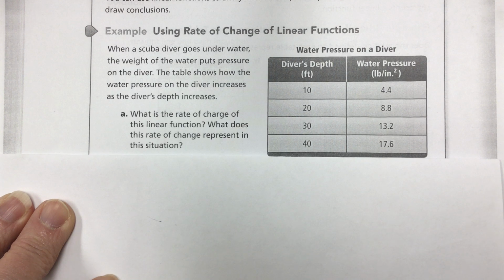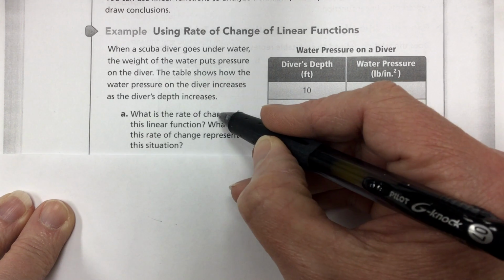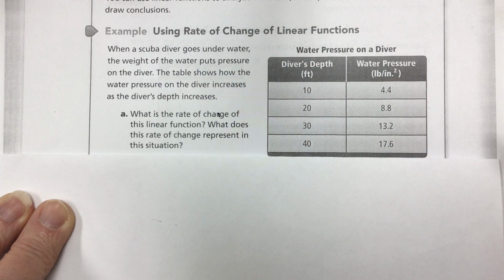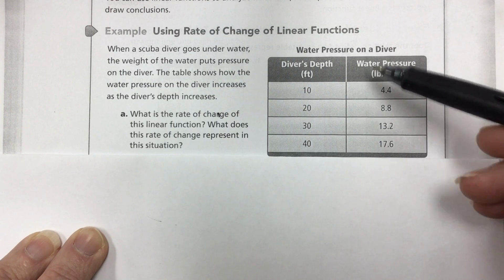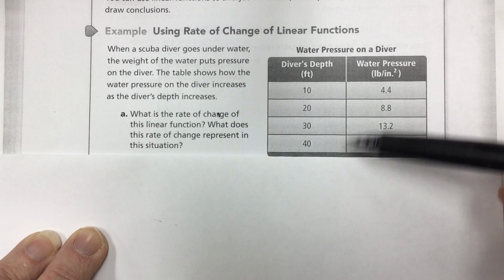A part. What is the rate of change of this linear function? What does this rate of change represent in this situation? Well, the first thing we need to do to find the rate of change is to determine the change of the inputs and the change of the outputs. So let's begin looking at this table.